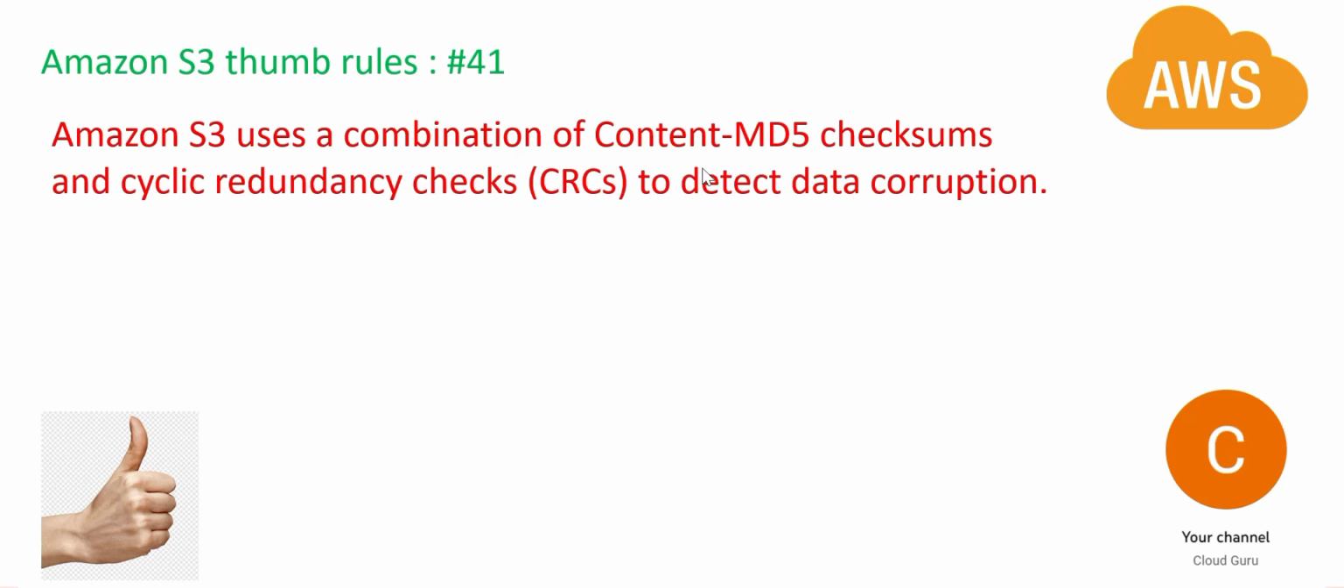It uses content MD5 checksums and CRCs to detect data corruption. You can get a question on it. I did get a question on it in my exam. I have some colleagues who have recently taken the AWS Cloud Practitioner and AWS Solutions Architect Associate exams, and they did get a question around this. So always remember, S3 uses MD5 to detect data corruption.